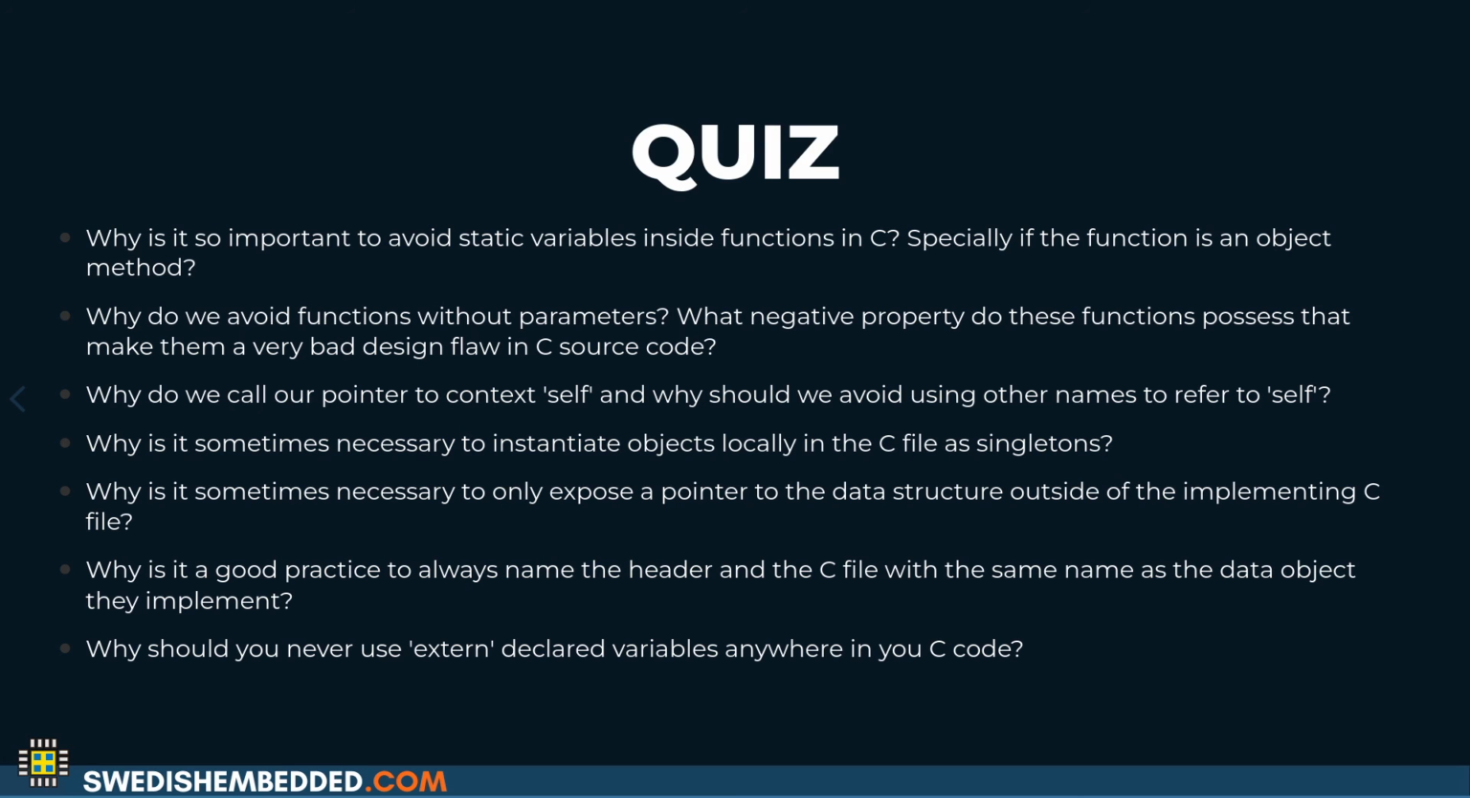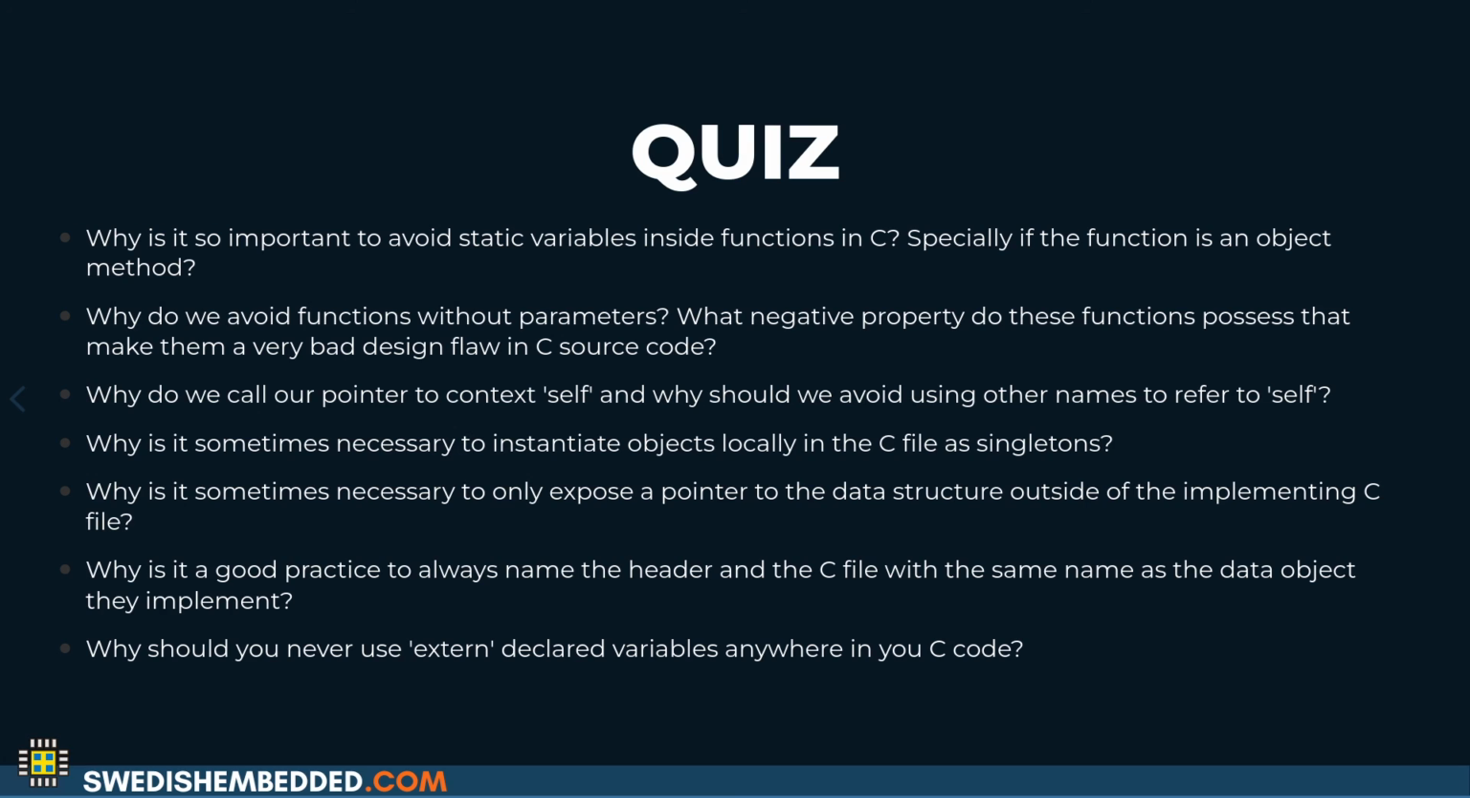Why do we call our pointers to context self? Why don't we call it me or object or device? Why do we use self? What is the main benefit of using self as a standard pointer to the object that we are operating on?